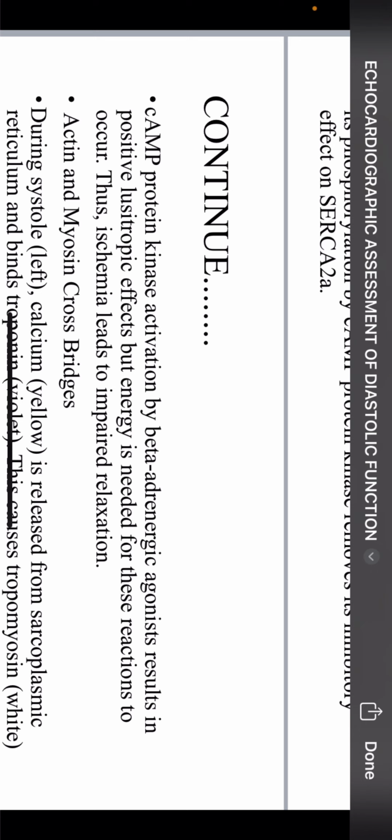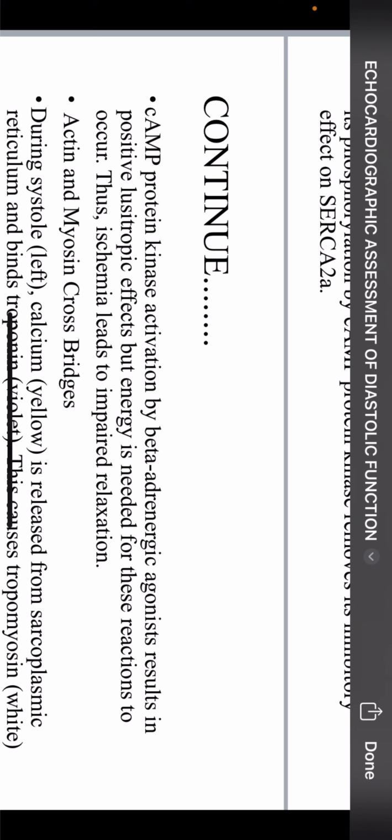In systole, we see calcium, yellow, binding to troponin. Then troponin, this is myosin, and actin is there. Troponin is linked to tropomyosin. Whenever calcium binds, the configuration changes, and the active site, white, is exposed. In diastole, calcium is taken back, tropomyosin and troponin assume their resting position, the binding site is covered, and the myosin head is released.